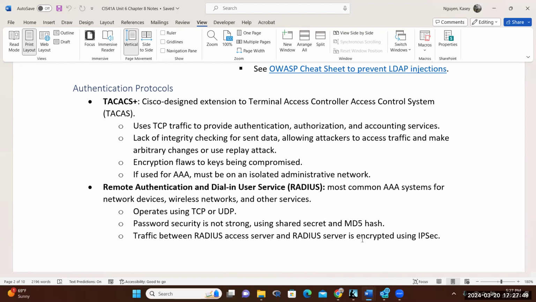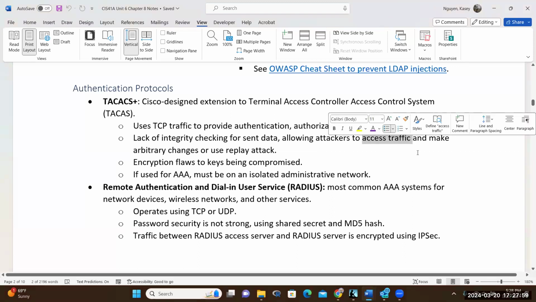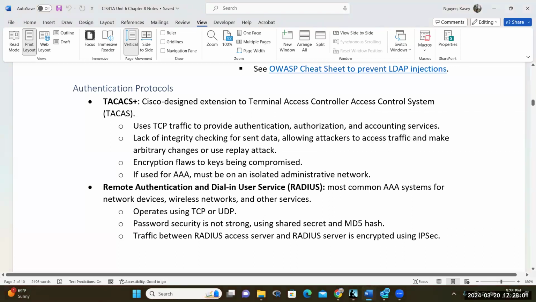The lack of integrity checking on sent data is the problem with this particular protocol. It allows an attacker to access the traffic, so they just have to sniff it out and then be able to stuff packets, change them, or use a replay attack.